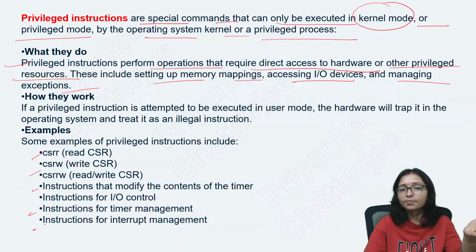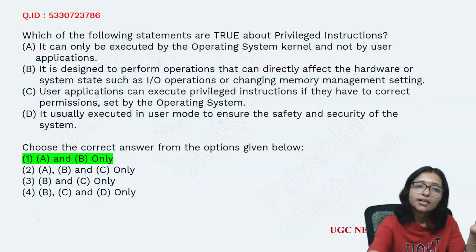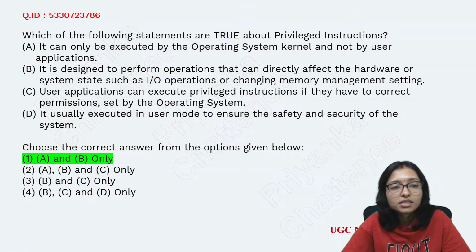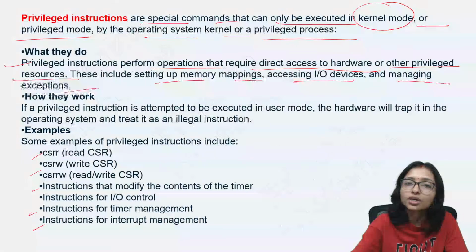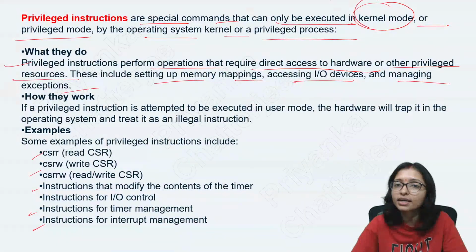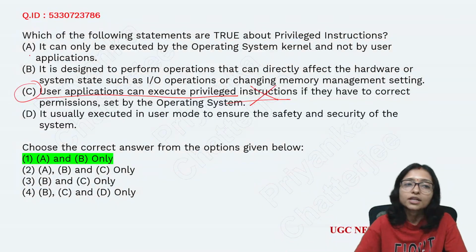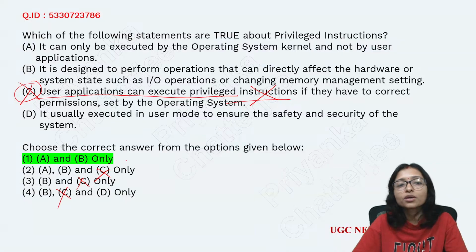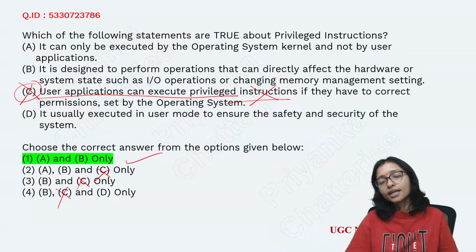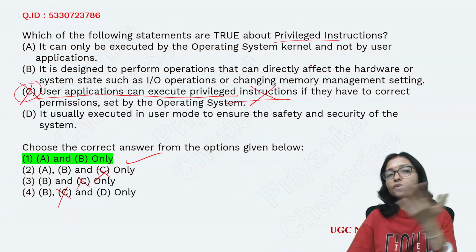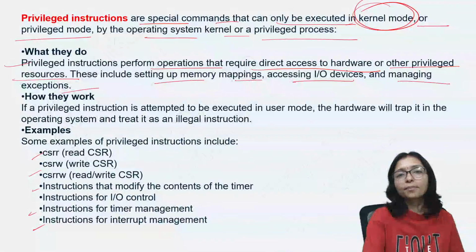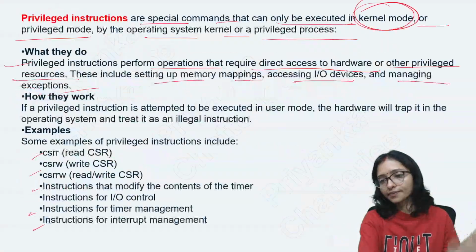These are some examples of privileged instructions, and that's why here you can see option C, that a user application can execute privileged instructions, is not at all true. Only kernel mode. It is particularly mentioned that only kernel mode executes them. That's why option C is wrong, and by eliminating option C only, you can get the answer. If you know the meaning of privileged, that in user mode it is not happening, in kernel mode it is happening, so eliminate and get the answer.